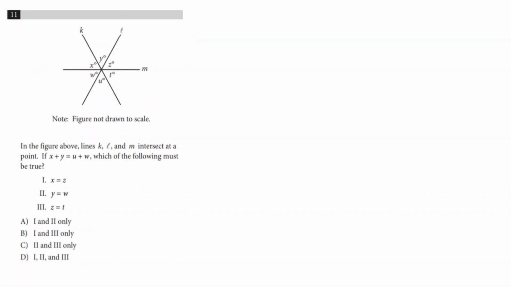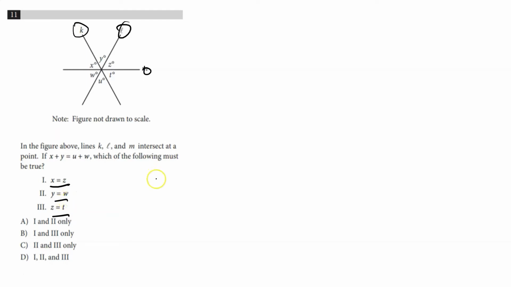Question 11 says that in the figure above, lines K, L, and M intersect at a point. If x plus y, and those are angles, if x plus y equals u plus w, which of the following must be true? We will go about verifying these in order, and if it's valid, we can cross out the ones that don't include the certain option, and if it's not valid, we can cross out the options that do include it.